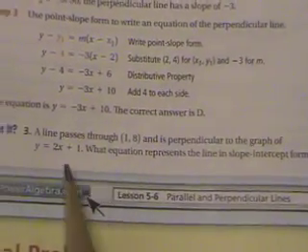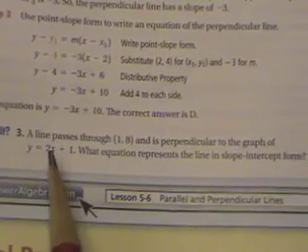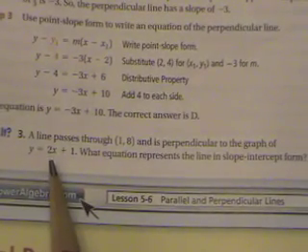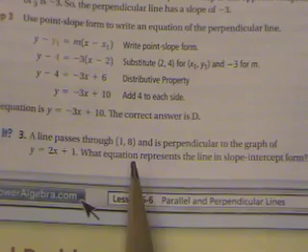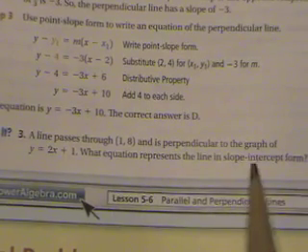Try got it number 3. It's exactly the same thing. You've got the slope of the perpendicular line, you've got one point, create the equation of the new line in slope-intercept form.